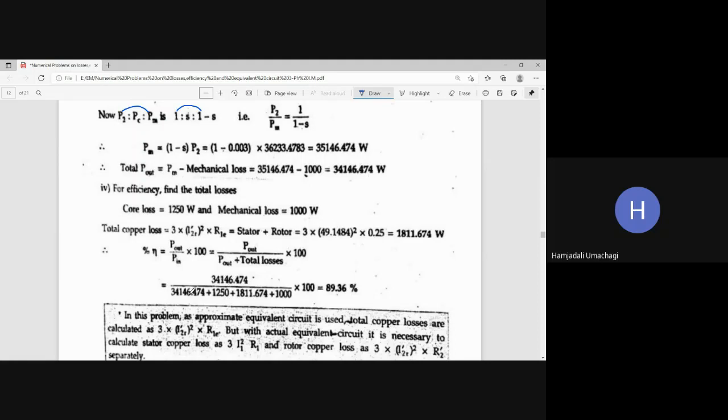Output plus total losses. So output is once again 34,146.474 plus total loss. Total loss includes core loss, mechanical loss, and copper losses. So core loss, or the iron loss, is 1250, mechanical loss is 1000 watts, and finally total copper loss is 1811.674. Add 1250 plus 1000 plus 1811.674 along with the P out, then we'll be getting total input, that is P in, and after solving we'll be getting efficiency of the induction motor as 89.36%. Okay, so this is all about the problems based on equivalent circuit of three-phase induction motor.